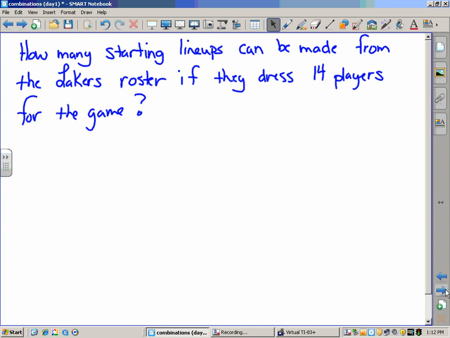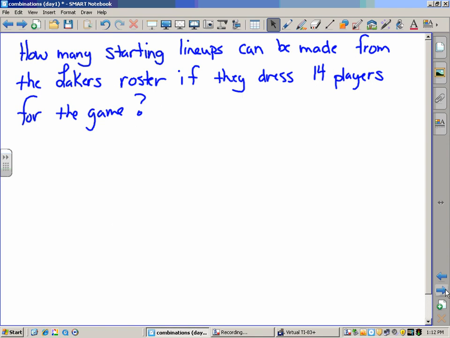All right, so the Lakers played last night. They were up by a lot last time I looked. But here's just a problem about rosters. If you don't know anything about basketball, this is a basketball game, if you didn't know who the Lakers were.